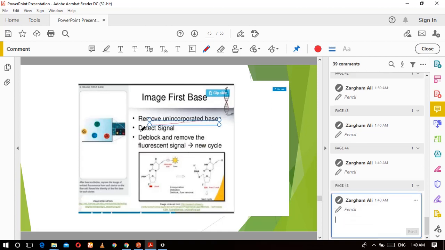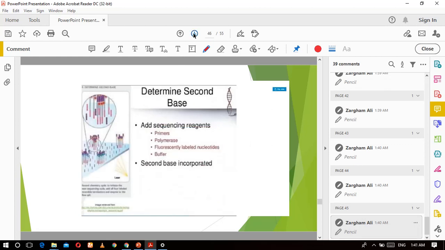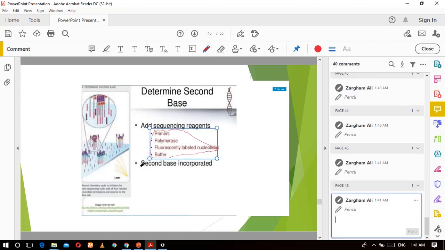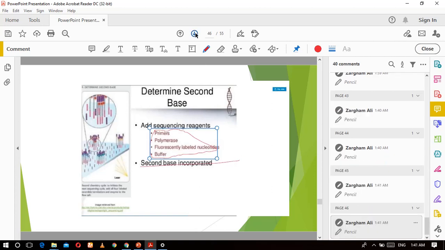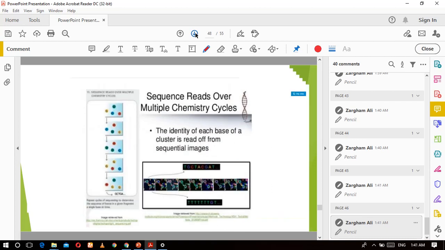When our first base is inserted, it releases some kind of signal. So we deblock it and remove the fluorescent signal, and the next reaction is initiated. Then the second base is added in the same way. Primer, polymerase, fluorescent nucleotide, and buffer are added as sequencing reagent, and the second base is incorporated. The same imaging is done for the second base.